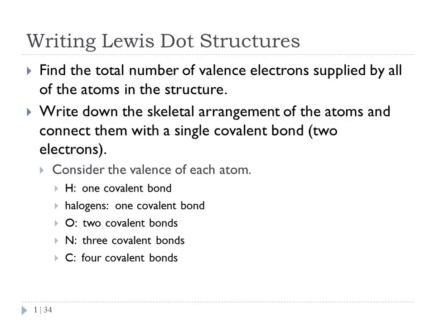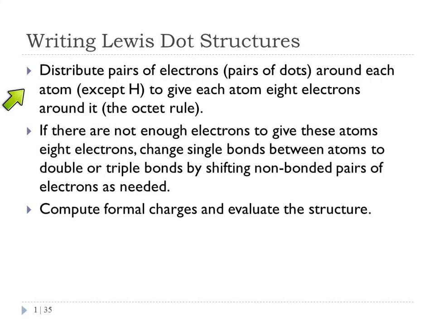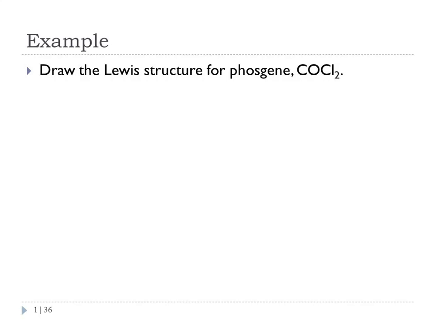So a review of writing Lewis dot structures. You need to know the total number of valence electrons. Then you make a skeletal arrangement. And now that we've looked at valence, valence helps us to make that skeleton. Next, you're going to take electrons and spread them around to give each atom an octet, except hydrogen. If you don't have enough, then you're going to have to make double or triple bonds. And then we're going to learn how to compute formal charges and evaluate the structure. So let's just do some examples.